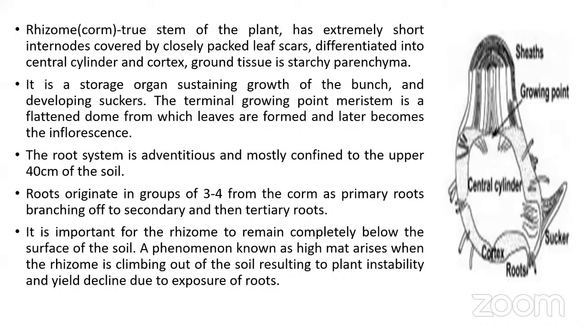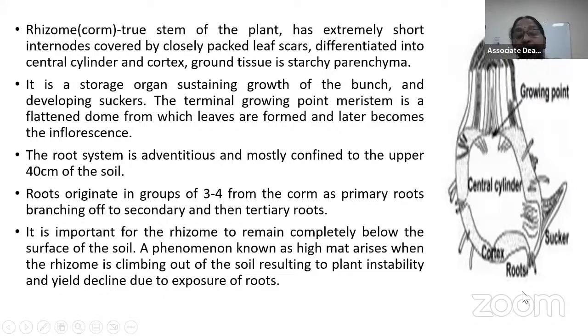And the terminal growing point, here you can see the terminal growing point, the meristem portion, which is a flattened dome, from which the leaves are formed, and later it becomes the inflorescence. Coming to the root system, it is an adventitious root system, mostly confined to the upper 40 centimeters of the soil. Here the roots originate in groups of 3 to 4 from the corm as primary roots, and from these primary roots they branch off into secondary and also tertiary roots.